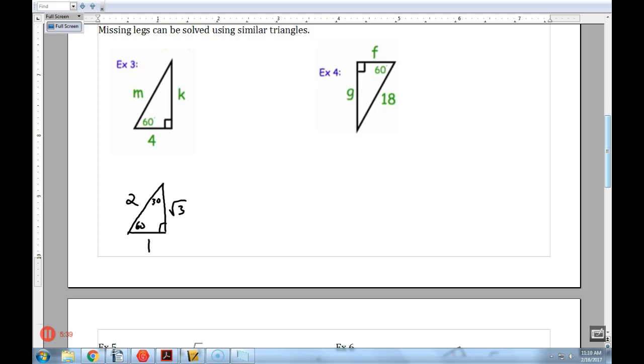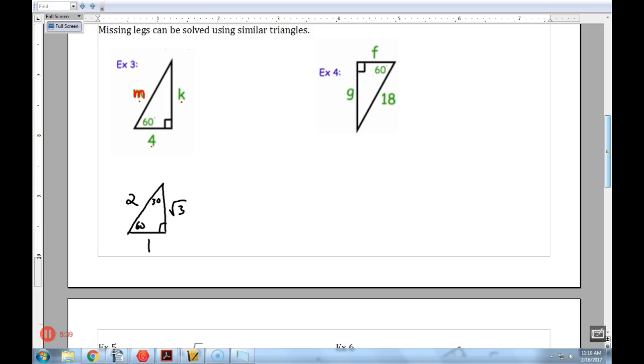So if I want to find out what m is up here, I want to figure out the size of m. Notice on this problem, I could not use the Pythagorean theorem because I only have one of the three sides. I need 2 out of 3 to do the Pythagorean theorem. So I have to use another method.